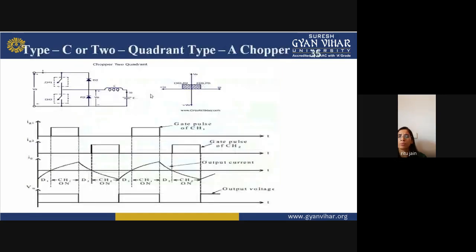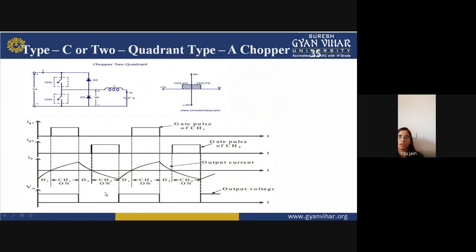You can see from the waveform. When CH1 is turned on, you can see from the diagram, that is your gate pulse which is applied to the CH1, and the current is flowing into the positive direction. After that the diode D2 comes into the picture, and it conducts the current into the positive direction.